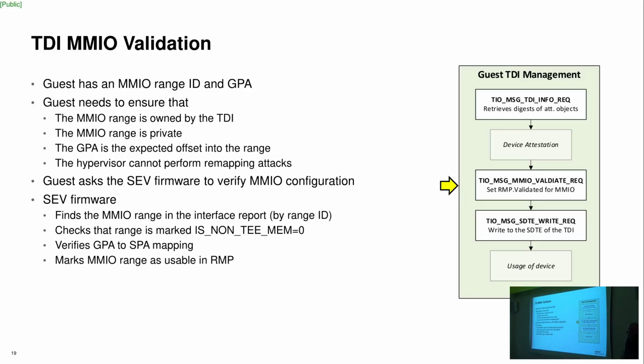And then once that's checked by the ASP, the SEV firmware will then write the RMP entry in an appropriate way for the guest to be able to access that memory in private address space.